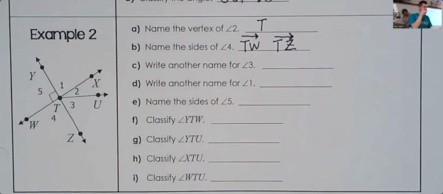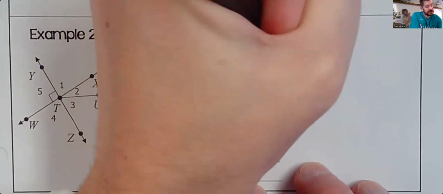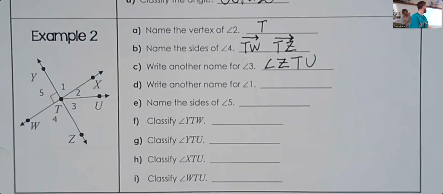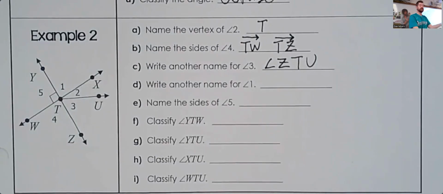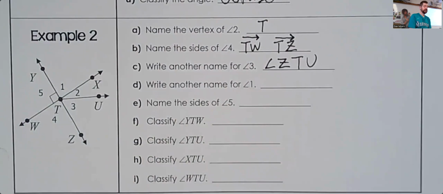All right, how about C? Write another name for angle 3. So use 3 letters for angle 3. ZTU, great. So angle ZTU. The other option would have been UTZ, angle UTZ. You cannot call that one angle T because we don't know which one we're talking about if we say angle T. So it's either ZTU or UTZ.